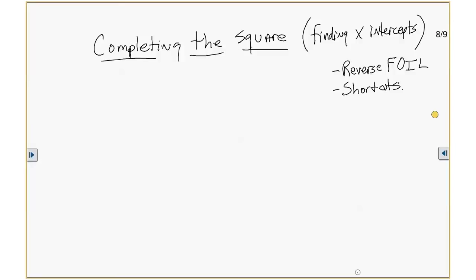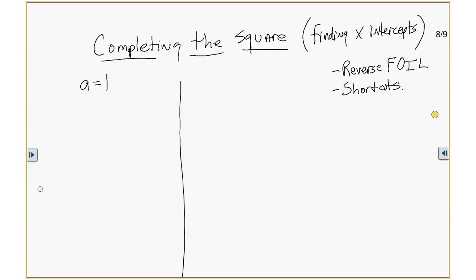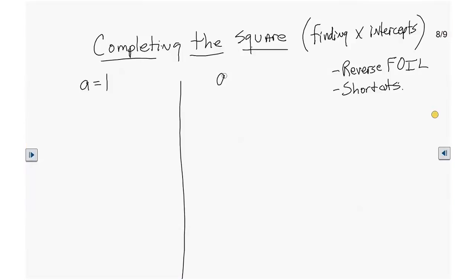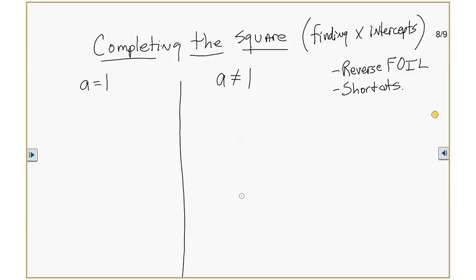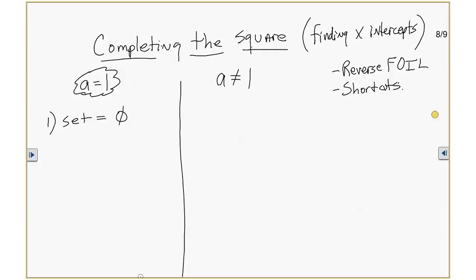All right? So, the first thing you do, there's 2 completing the squares. One is when A is equal to 1. The other is when A is not equal to 1. Now this one is the easier of the 2. What you do first? 1. Set equal to 0. Because when you're trying to find the x-intercepts, what do you plug in for y?